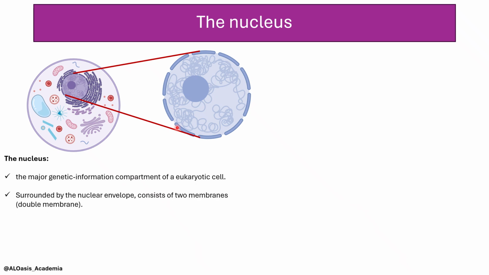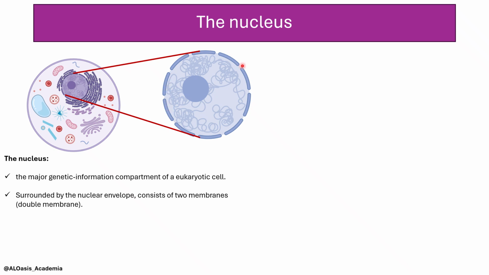So in a eukaryotic cell, the nucleus is considered to be the major genetic information compartment. Okay, and I said deliberately the major here because it's not the only place that has DNA. We will understand later on what other organelles in the cell could have DNA. But what you need to understand at this point is that the nucleus is the major genetic information compartment. So it has the vast majority of genetic information that the cell has. It will be found in the nucleus.